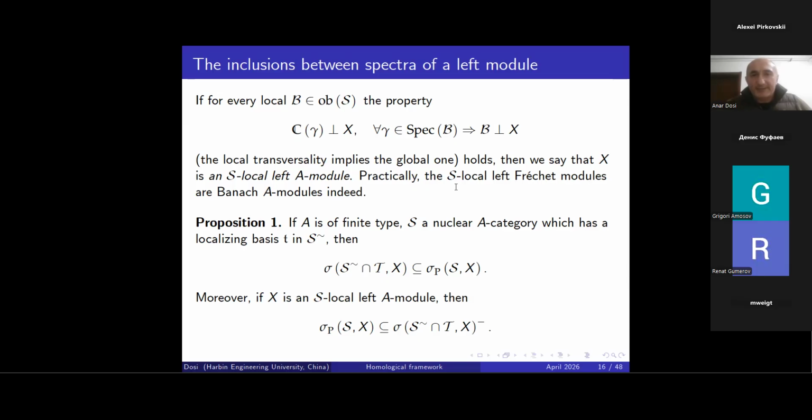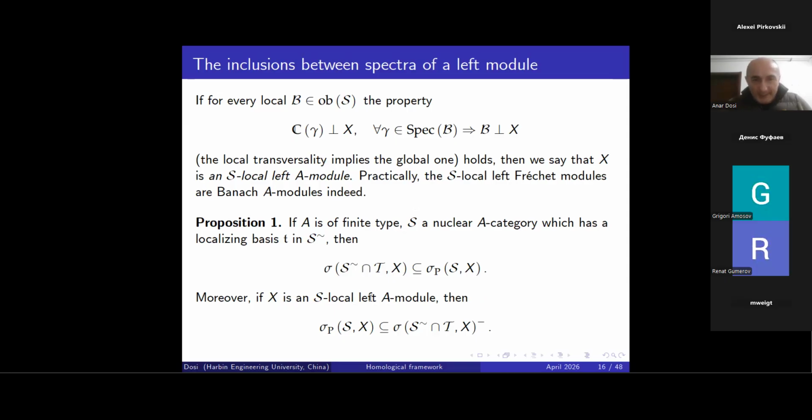Yeah, why do I need this stuff? So far we have three spectra. If you wish to compare them, for example, what's the relationship between Taylor and Putinar? Here we need some technical conditions. For example, first, A is of finite type, so it has a finite free bimodule resolution, a special one. S should be nuclear, a category which has a localizing basis, which looks so restrictive. In this case, the Taylor spectrum with respect to S belongs to the Putinar spectrum. We have this inclusion.